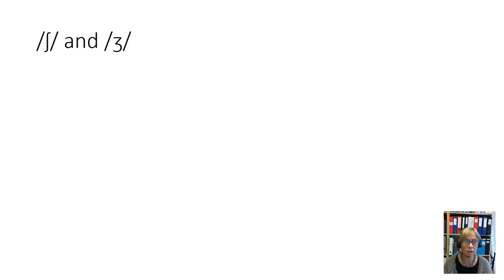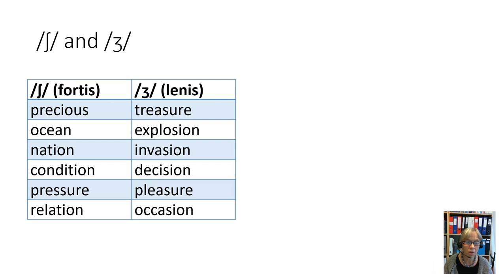We have more fricatives, sh and zh. Sh is fortis or unvoiced, zh lenis or voiced. Precious, ocean, nation, condition, pressure, relation. Now it's basically the same sound, it's just that you have to activate your vocal cords in order to say treasure, explosion, invasion, decision, pleasure, occasion. It's kind of fun to feel the vibration without voice, but occasion.